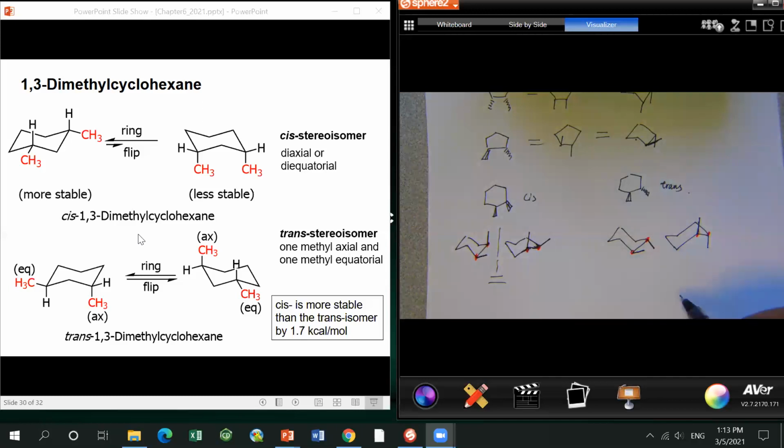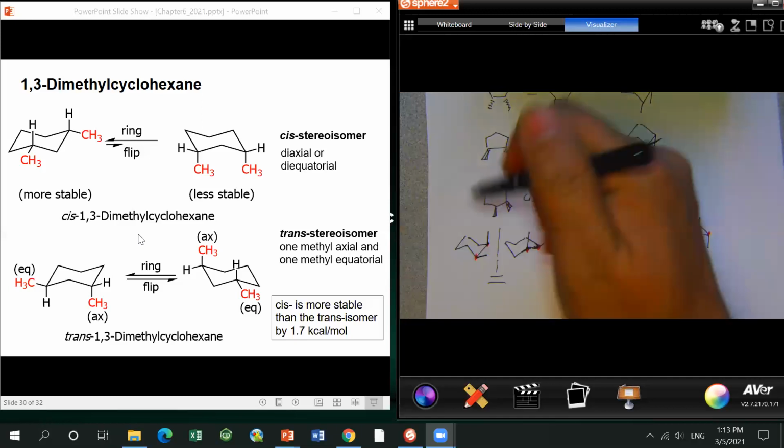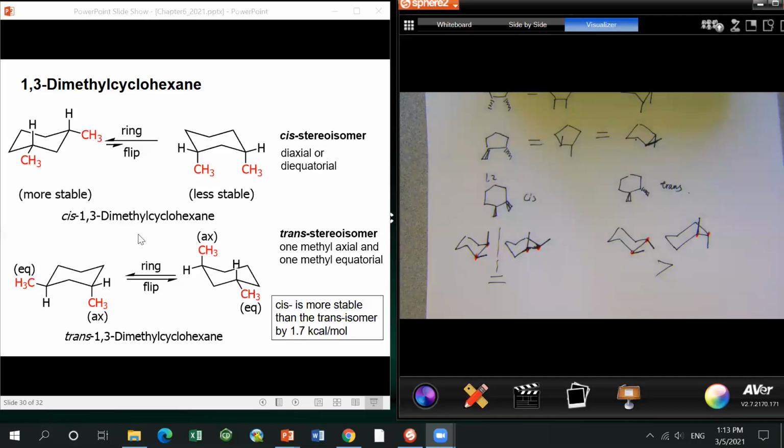You'll find that one conformation can put both groups in equatorial positions, but the other one will put both in axial positions. Definitely this one is more stable. And then if we compare it with this 1,2-dimethylcyclohexane, so with the 1,3-dimethylcyclohexane, you find it's a little bit different.